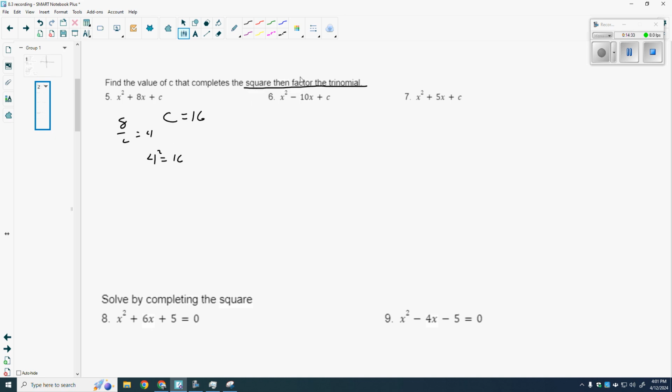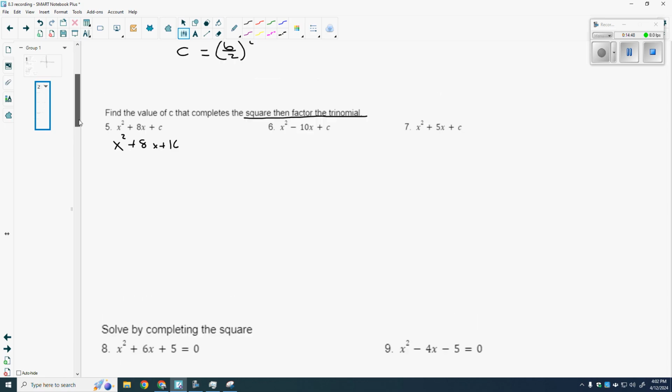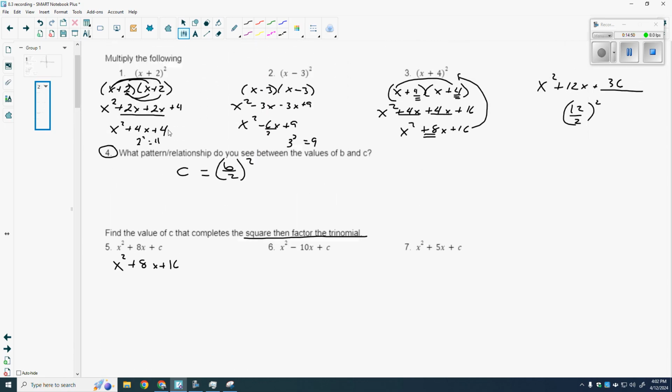Now, just factor it. We'll end with that. So get rid of all this. Here's my new expression: x squared plus 8x plus 16. Let's factor that. Let's go backwards. Here's what we have. Let's go backwards to here.